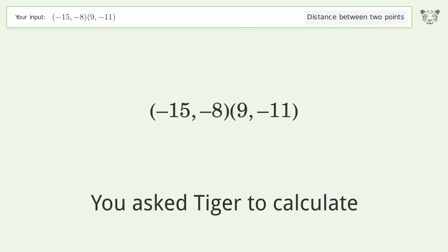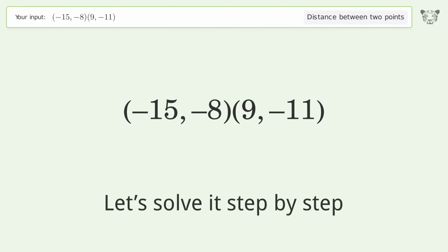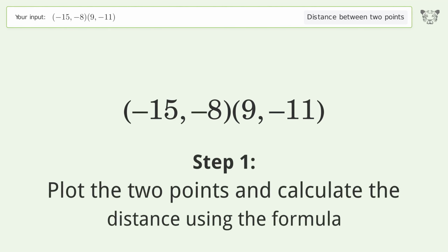You ask Tiger to calculate. This deals with the distance between 2 points. The distance between the 2 points is the square root of 585, or 24.187. Let's solve it step by step. Plot the 2 points and calculate the distance using the formula.